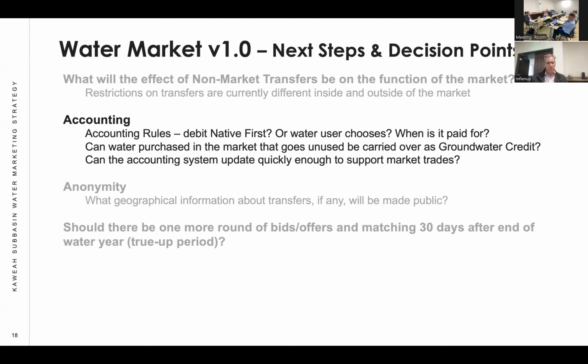Okay. All right. So we'll revisit that, especially when we have a larger quorum of committee members. And then a question I have is, can the accounting system update quickly enough to support market trades? And what I mean by that is, I'm curious to learn what's the frequency that these other non-market transfers need to be approved and updated in the dashboard.